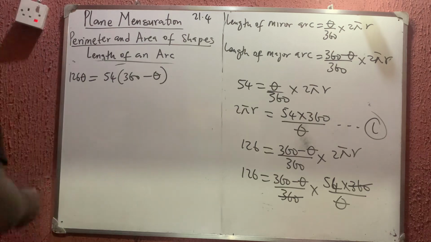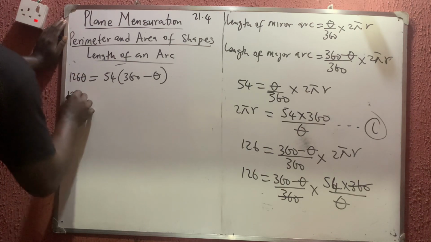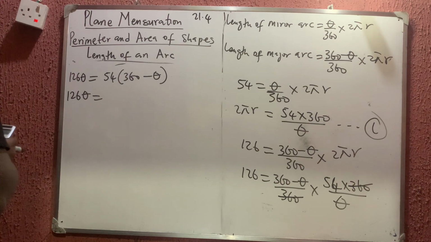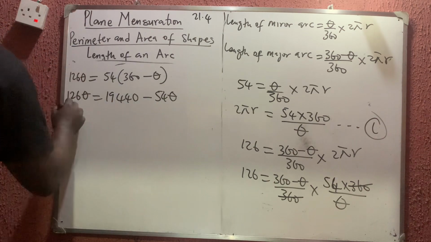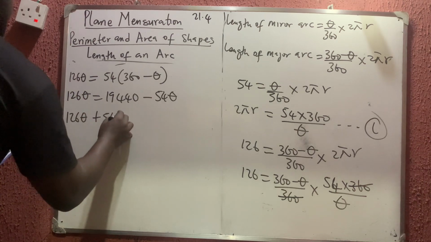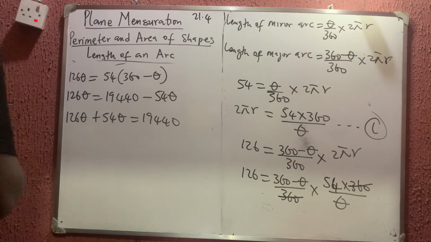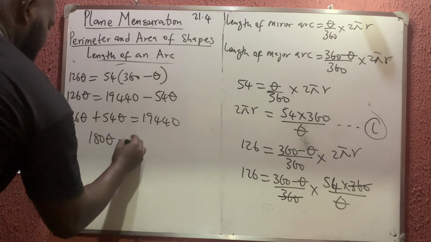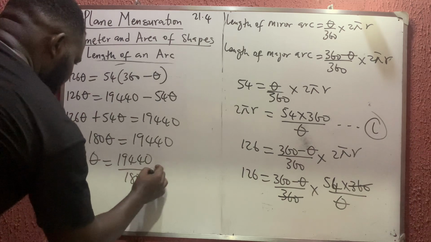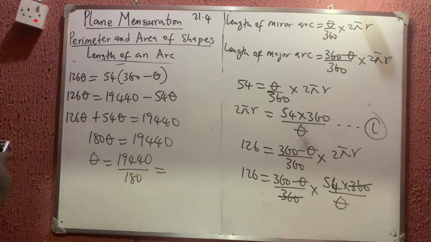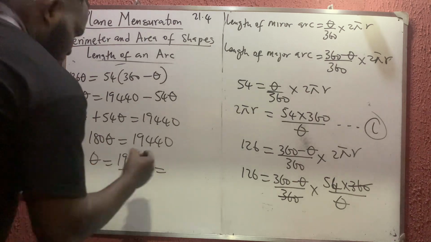Let us just clear the bracket. So I have 126 theta is equal to 54 times 360, so I'm having 19440 minus 54 theta. So this one coming here, I have 126 theta plus 54 theta is equal to 19440. If you add these two, 126 plus 54, I have 180 theta is equal to 19440. So therefore, theta will now be 19440 divided by 180. So I'm having 108.